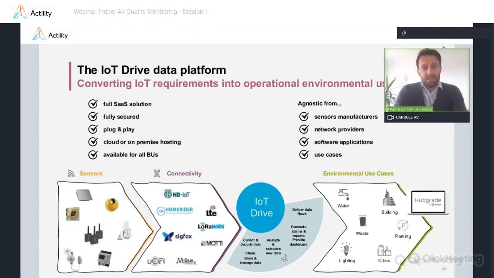So the IoT Drive is the link between, first, the complex world of IoT sensors and connectivity, and second, the environmental business use cases on the other hand. Whatever the IoT sensor or connectivity network, the IoT Drive platform unifies the IoT data, cleans it, and formats it into qualified data flows, which feed your analytics and business applications. In other words, like we used to say, the IoT Drive is the Google translator of the IoT complexity.